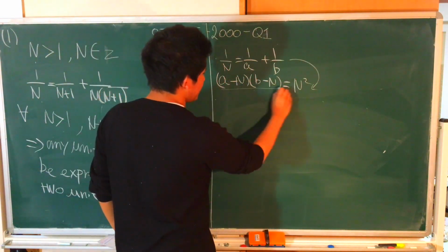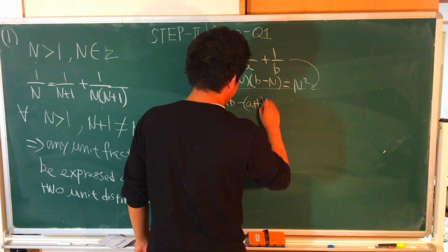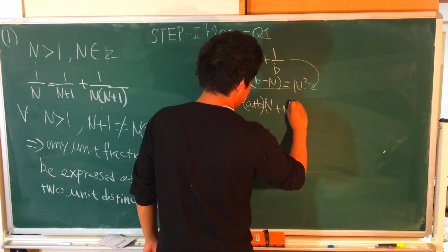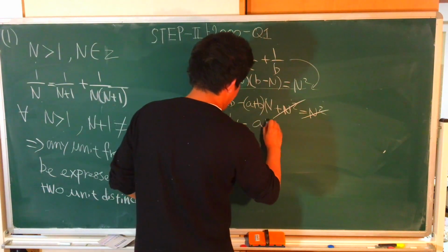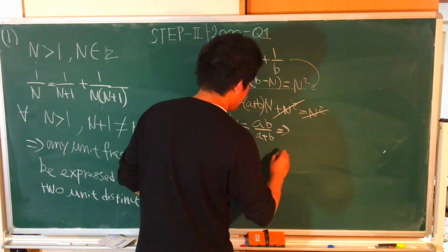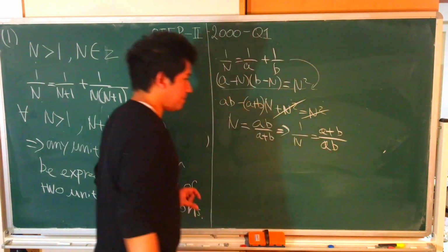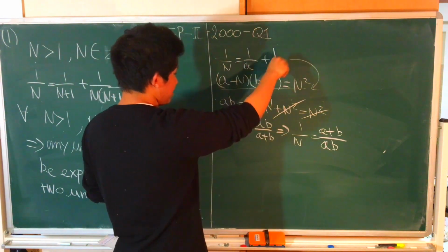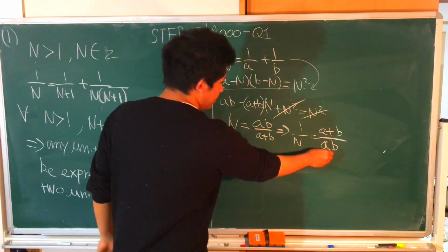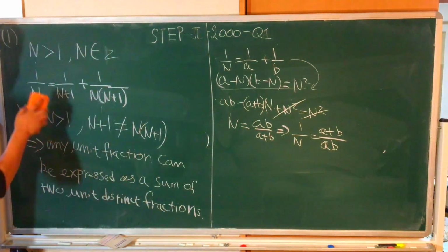So take this equation here and then multiply it out: ab minus a plus b times n plus n squared equals n squared. These two cancel, and n equals ab by a plus b. And then 1 by n equals a plus b by ab. If you make this into a fraction with a single denominator, then you're going to get this. So yeah, that should be pretty easy. Okay, so let's finish this part.